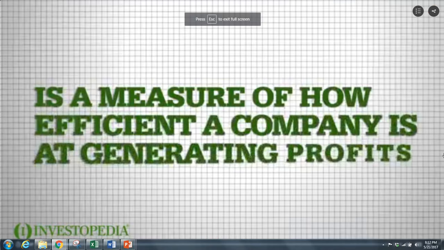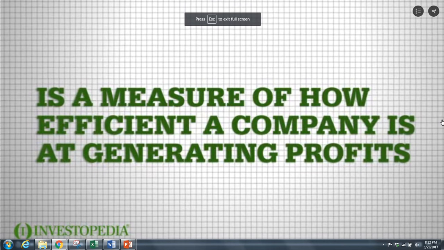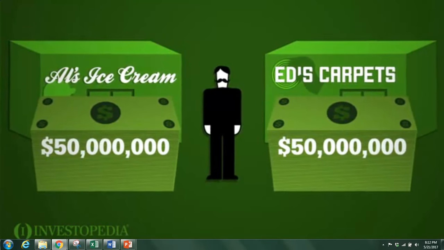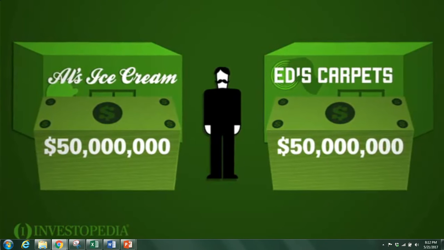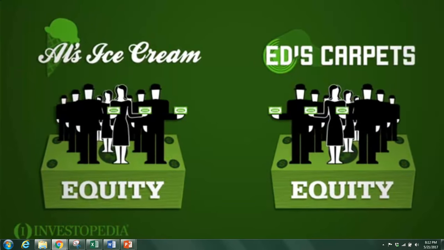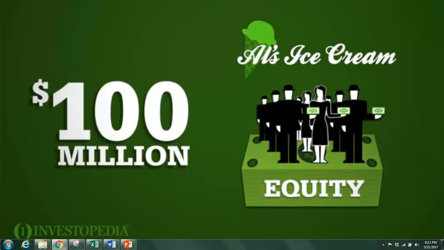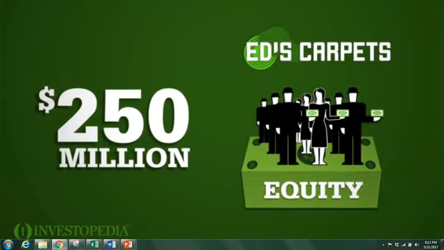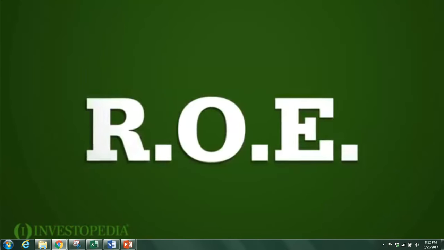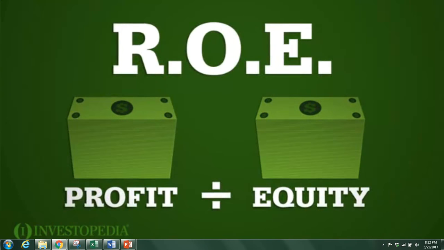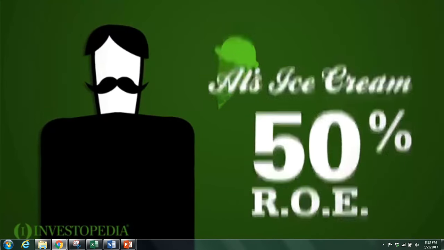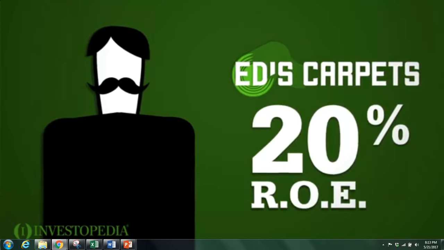Return on equity is a measure of how efficient a company is at generating profits. Mike has to decide which company to invest in. Both Al's Ice Cream and Ed's Carpets earned $50 million this year. Each company has equity, the amount of cash received from the original investors in exchange for shares. Al's has equity of $100 million. Ed's has equity of $250 million. To calculate the return on equity, or ROE, Mike divides each company's profit by the equity. Mike finds out that Al's has an ROE of 50% and Ed's only has an ROE of 20%.